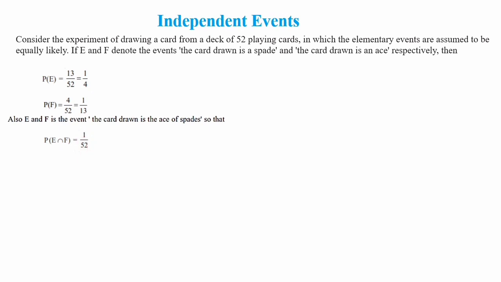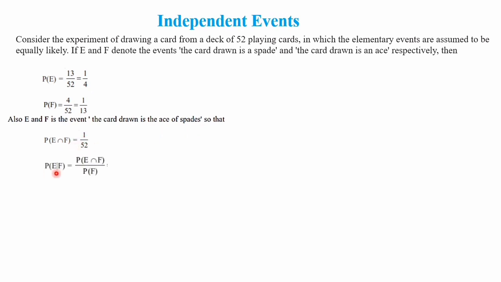Once again, E and F together is the event that the card drawn is the ace of spades. There is only one ace among the spades, so 1 divided by the total number of outcomes, that is 52.